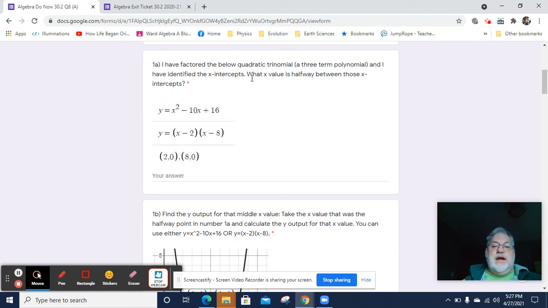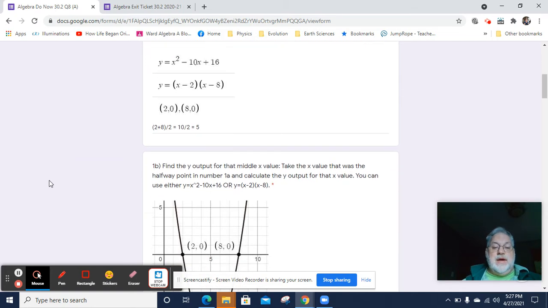So what I want to find out is what is the x value that is halfway between those x-intercepts? Well, I just need to average 2 and 8. To average two numbers, we add those two numbers and we divide them by 2. So that's just going to be 10 divided by 2, which is 5. So now we have 5 as that middle point.